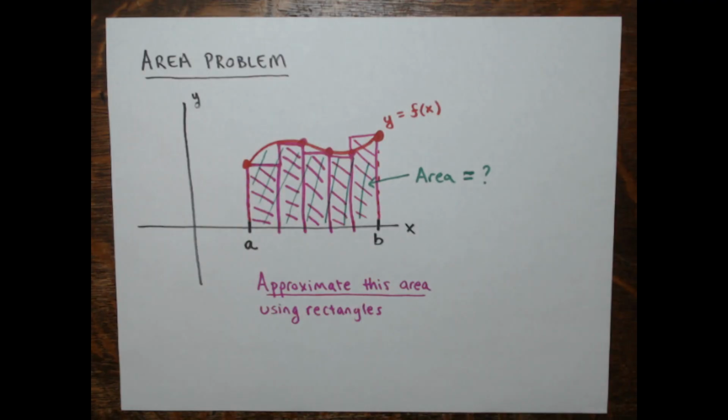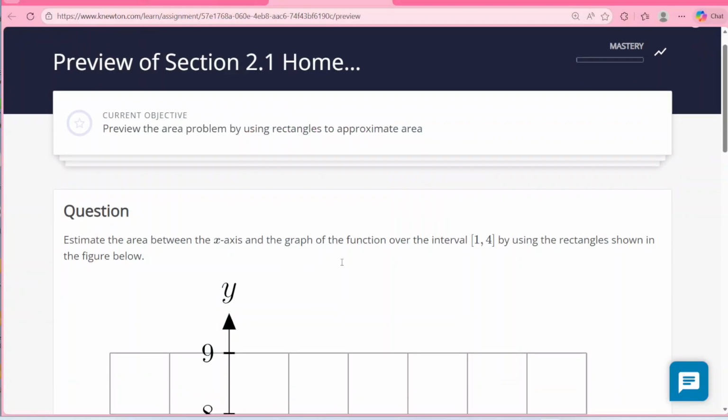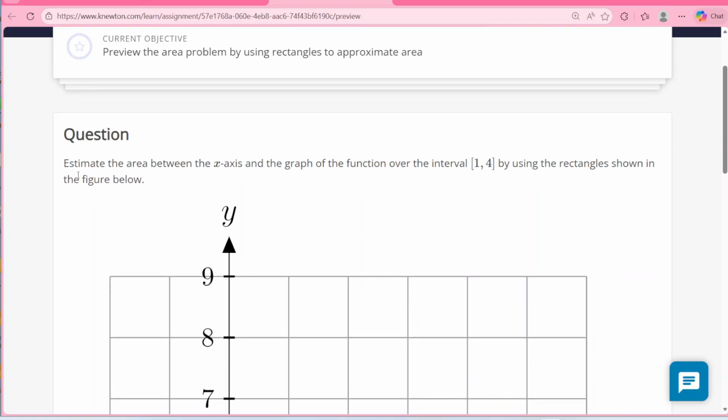So if we look back at the problem, look back at the question. See, it's saying estimate the area between the x-axis and the graph of the function over the interval from, this is x equals 1 to x equals 4 by using the rectangle shown in the figure below.